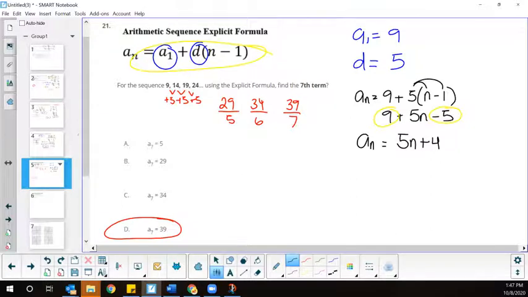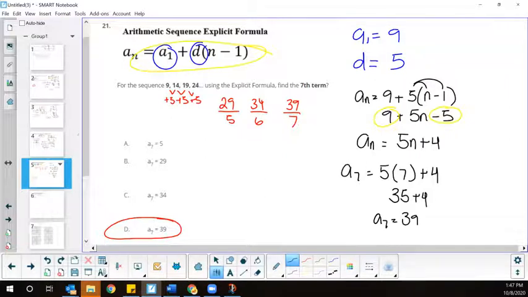But then if I want the 20th term, I can just plug in 20. If I want the 7th term, like we do in this case, I just plug in 7. So 7 times 5 is 35, plus 4 is 39.